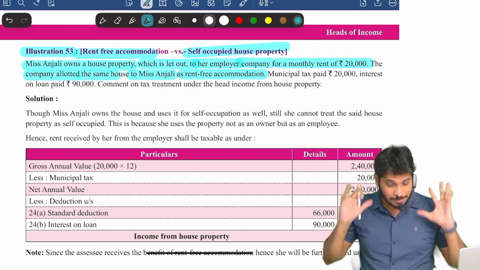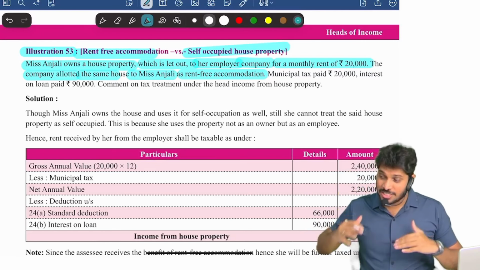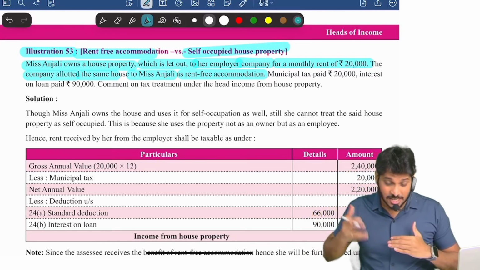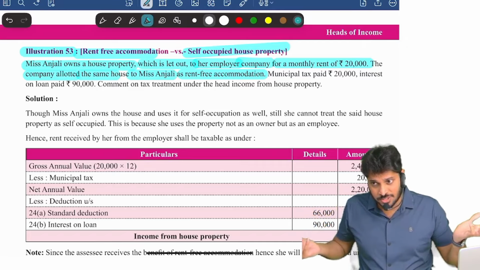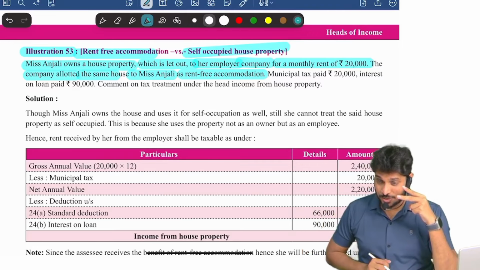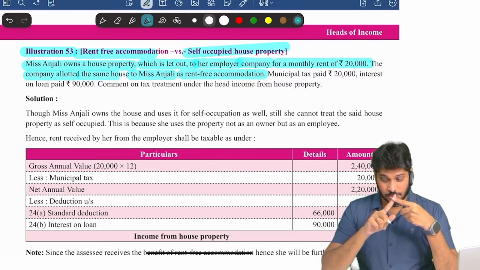Now here the point, the crux is what? Because she is staying in her own house only. She is staying in her own house. She can say that it's a self-occupied property. I will claim NAV is equal to 0. There are 2 conditions if you want to claim NAV is equal to 0. One, you should not rent it throughout the year. You should not at all rent it.